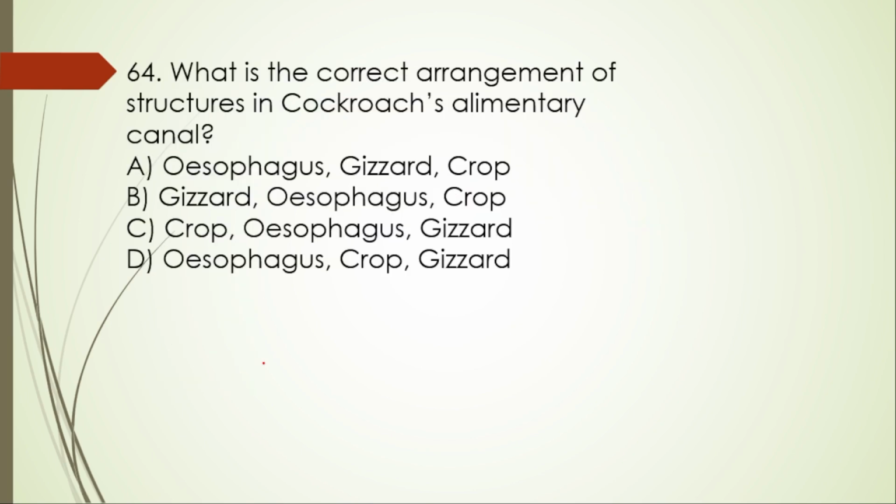64th one. What is the correct arrangement of structures in cockroach's alimentary canal? A. Esophagus, gizzard and then crop. B. Gizzard, esophagus and crop. C. Crop, esophagus and gizzard. D. Esophagus, crop and then gizzard. Here the right option is option D. First pharynx will be there, next esophagus, crop and then gizzard.